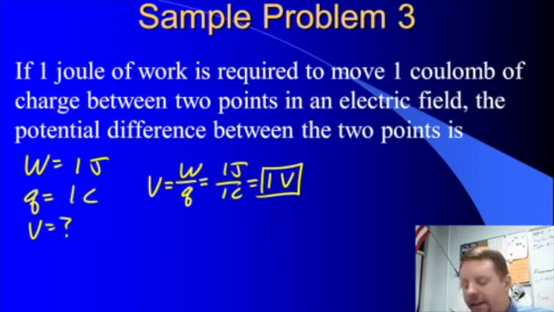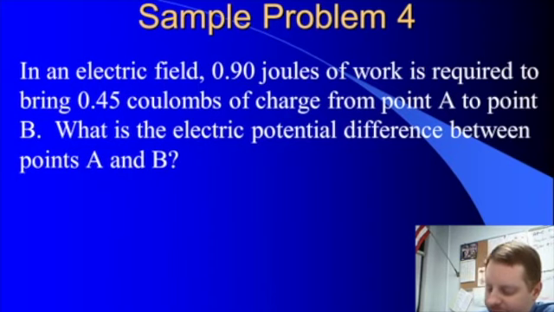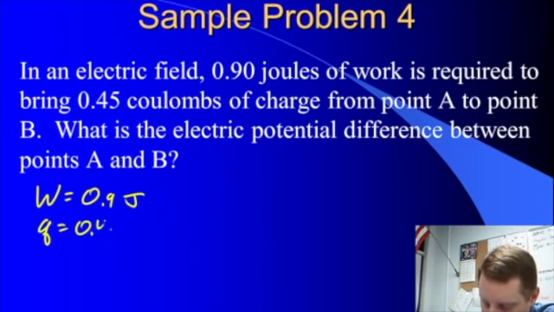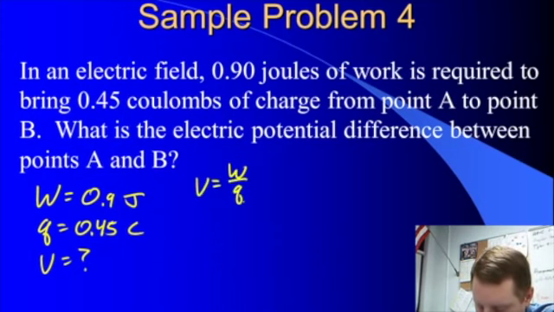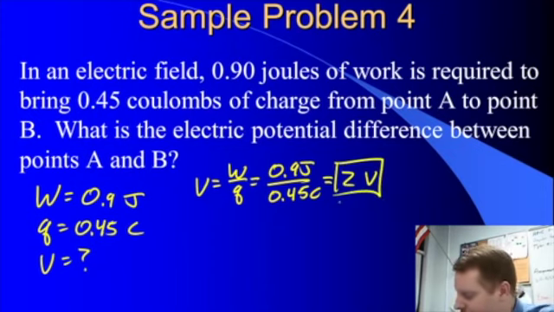All right. One last one where we'll solve for electric potential difference here. In an electric field, 0.9 joules of work is required to bring 0.45 coulombs of charge from point A to point B. What is the electric potential difference between points A and B? Well, same relationship, V equals W over Q, or 0.9 joules over 0.45 coulombs. 0.9 over 0.45 will give me 2, and 1 joule per coulomb is the definition of a volt. So 2 volts here.